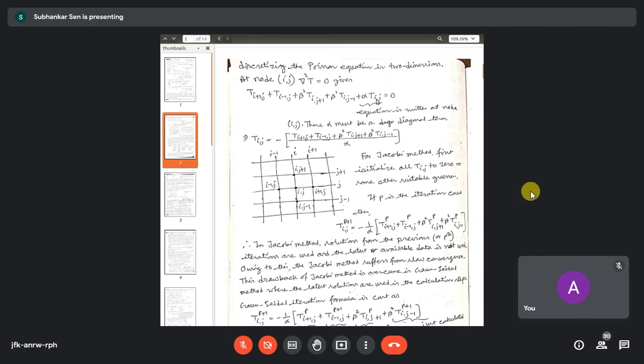Okay, so it means that whatever the equation solvers we discuss, that is not valid only for this Laplace equation. Those are valid universally. Those are valid for any equation. Those are valid in one dimension, those are valid in two dimensions, those are valid in three dimensions. This you have to understand.